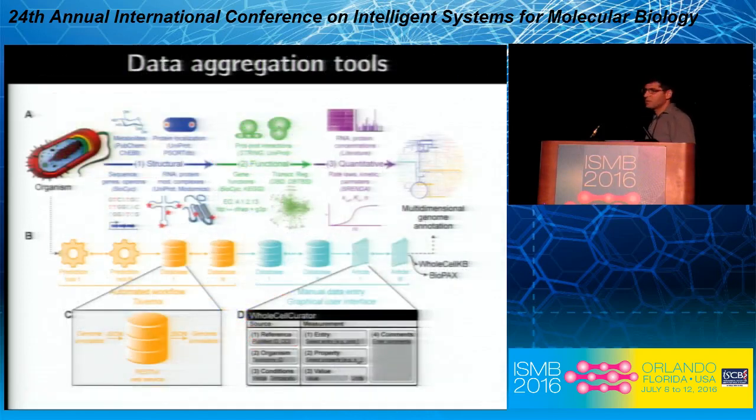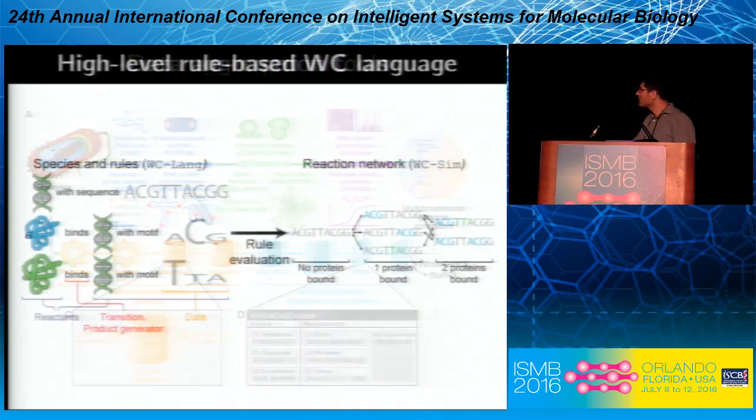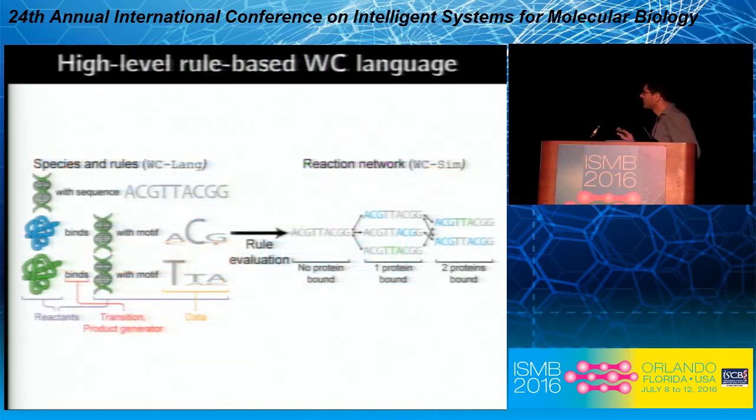The first thing that we're developing is new tools for aggregating the very large amount of data that one needs to build whole-cell models. So in the interest of time, I'll focus more on a couple of the other technologies that we're developing. The second thing that we're developing is a higher level rule-based language for describing whole-cell models. And this language, I think, will have a very central role in connecting genomics and bioinformatics with systems biology.